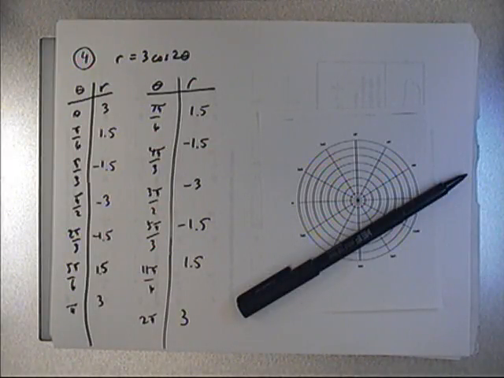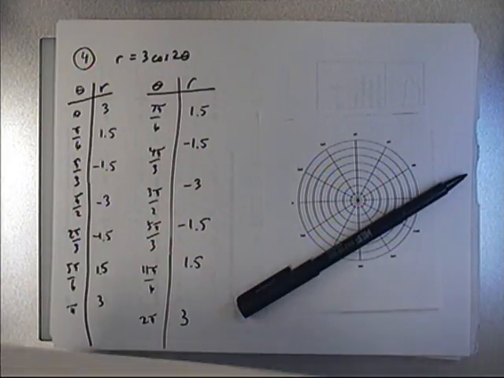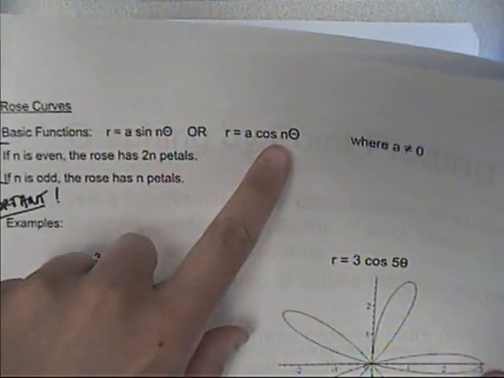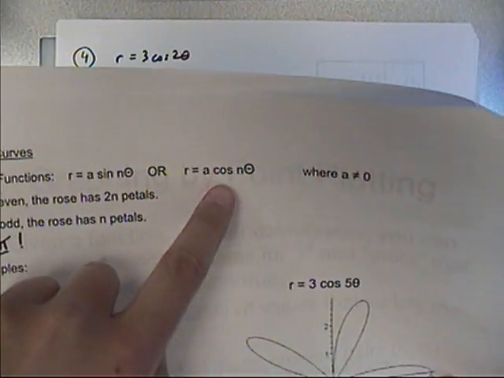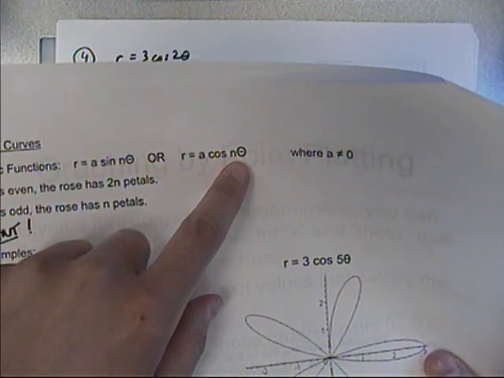Okay, number 4 is a rose. Remember that roses have a number here, and then they have another number in front of the theta. So they look like this or like that. This one looks like this. Also, this n makes a difference.